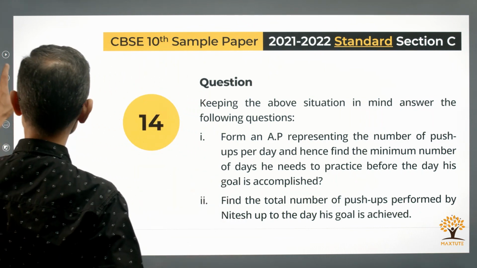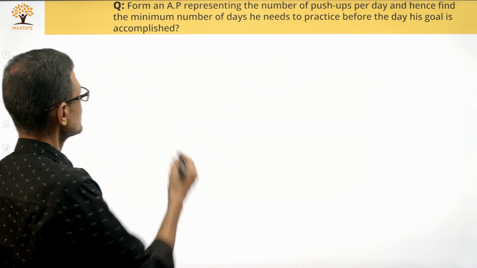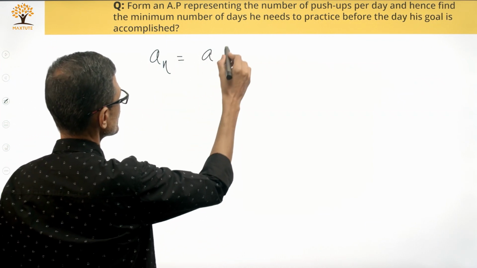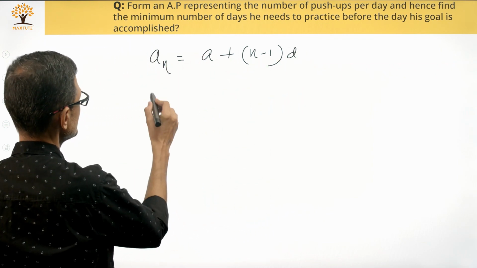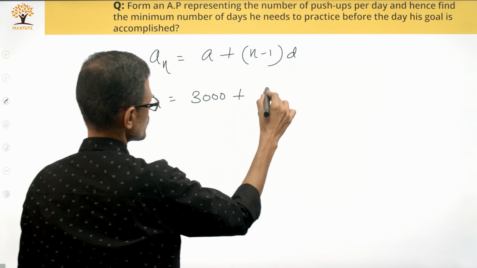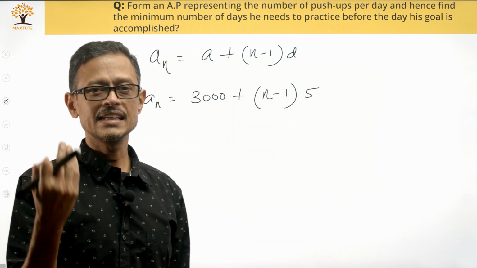Let's get started with the first part. Represent it as an arithmetic progression. So for the nth day, the number of push-ups he'll do, An, we'll write the first formula: A plus N minus 1 times the common difference, where we know A is equal to 3,000, that's where he starts, plus N minus 1 times the common difference, which is equal to 5, because each day increases the count by 5.